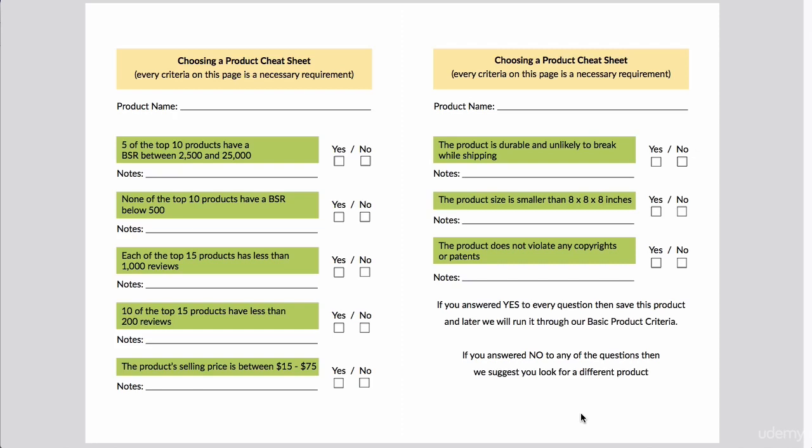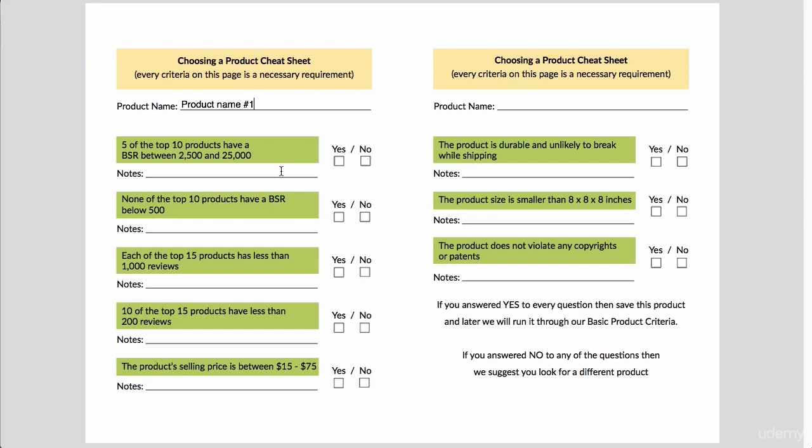The purpose of the sheet is to be a very quick way for you to decide while you're looking through potential products whether they have a lot of potential and you should save them so later you can do a deeper look at them, or if you should skip a certain product and your time is better spent looking at other products. And what's so cool about this sheet is it's interactive. Instead of having to print it out and write on it, you can just click here, type in the product name, and then as you look at each of these criteria, if the answer is yes, you can check that box, or if the answer is no, you can check that box.